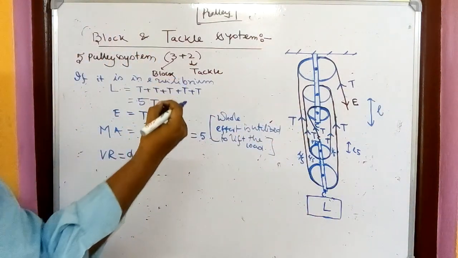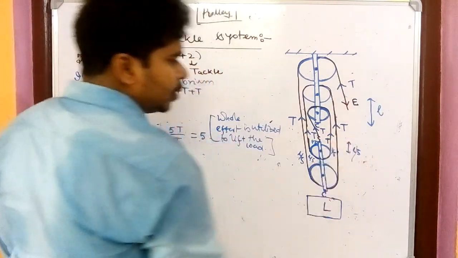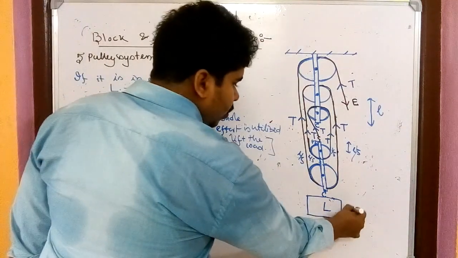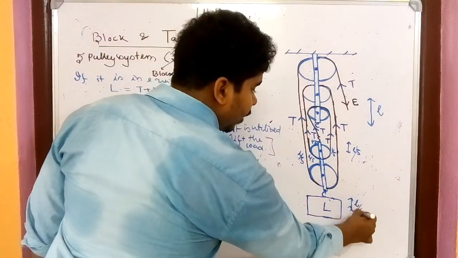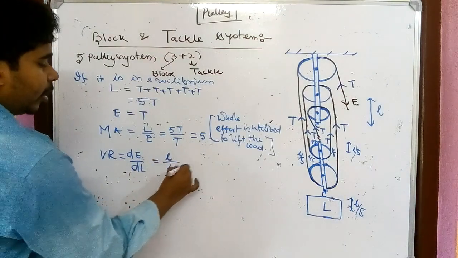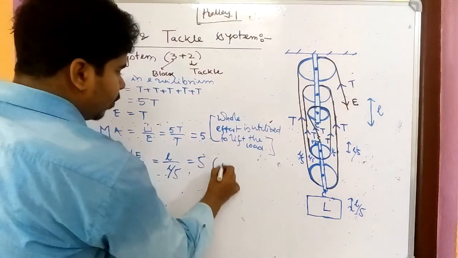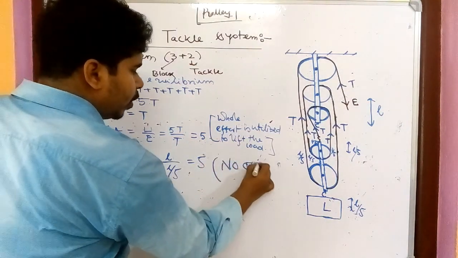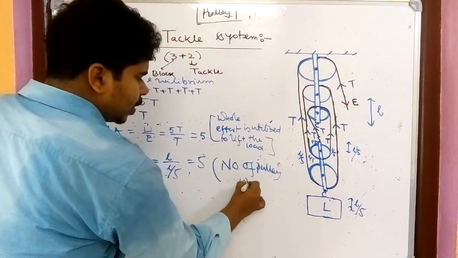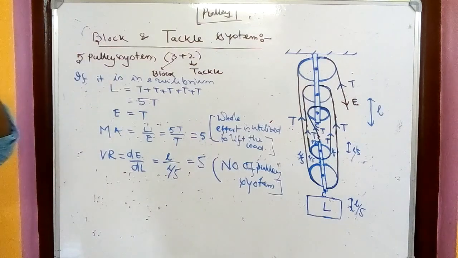So each strand will be distributed L by 5. Simple thing. Okay, so load is also displaced by L by 5. So if you put it here, L by 5, that is 5. Okay, so velocity ratio is 5, and you see the number of pulley system is equal to 5. So it is a 5 pulley system.